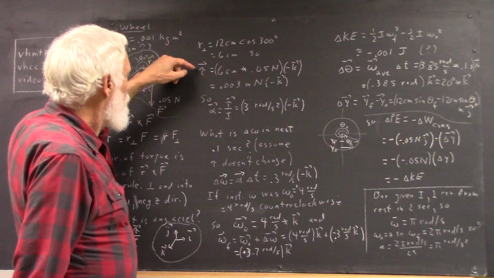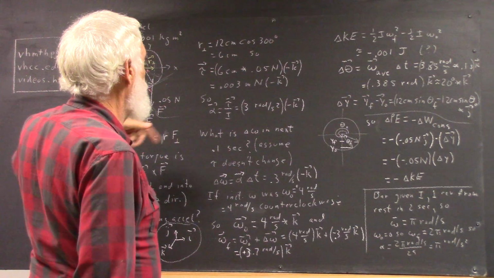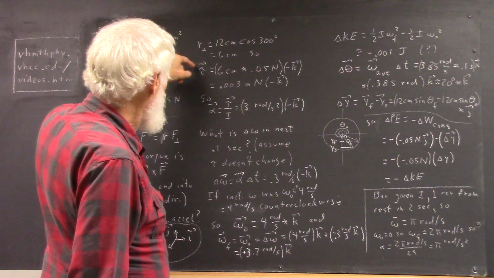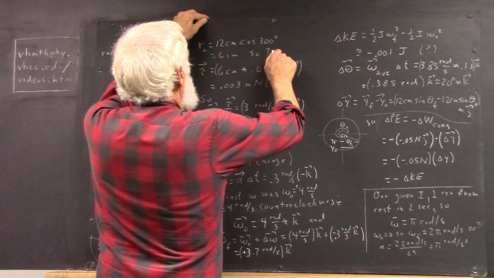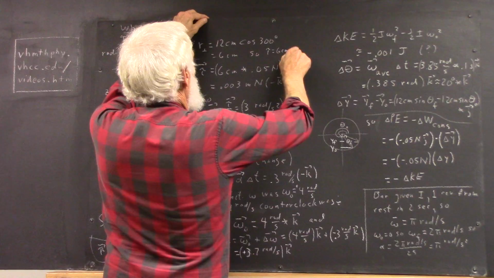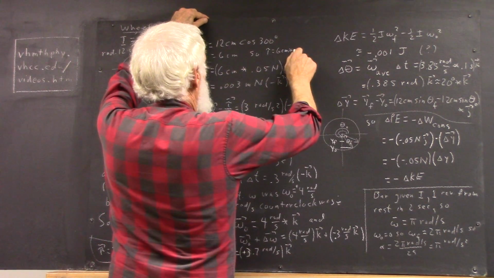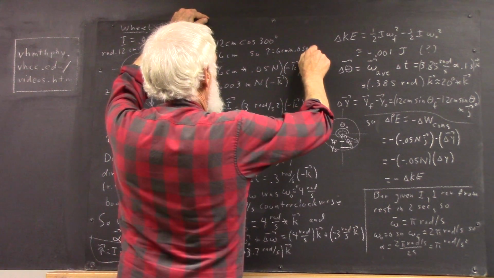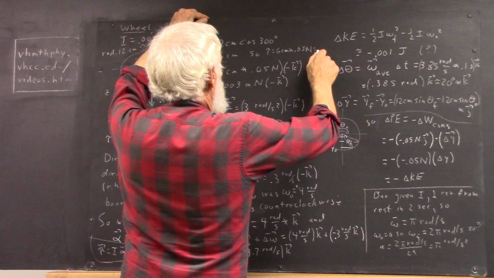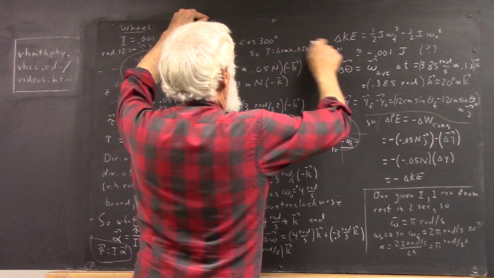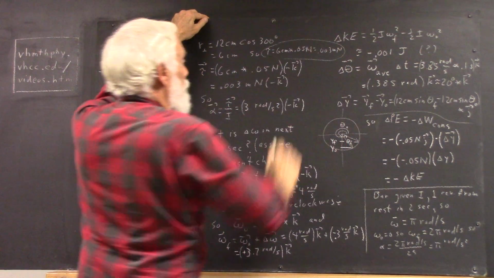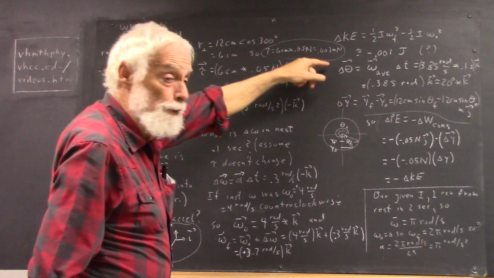Okay, well, see, if I want to just calculate tau without the arrow, I can say that tau equals 6 centimeters times 0.05 newtons, which is 0.003 meter newtons. Okay, I can make that calculation. That's the magnitude of your torque.